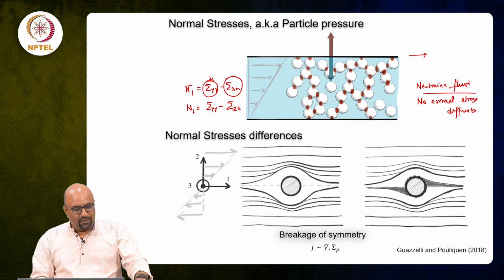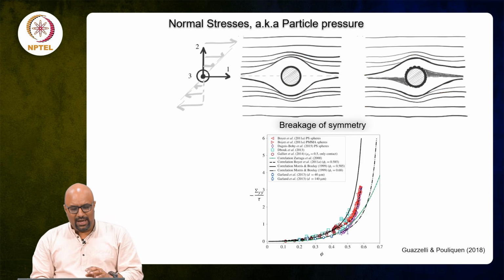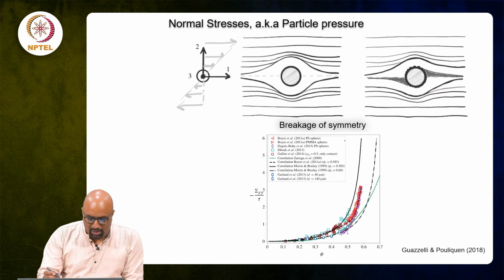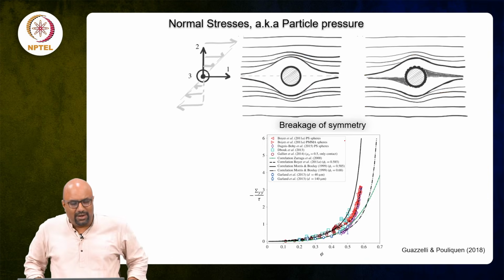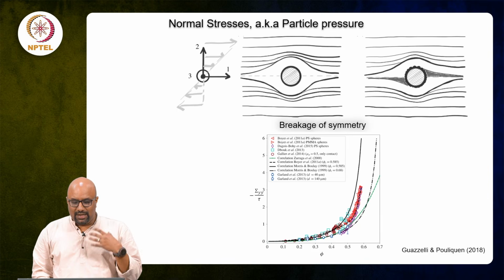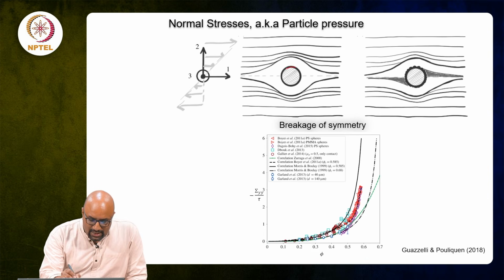But when you do it for suspensions, you will actually find that there are normal stress differences coming up, and this basically comes about because you are breaking the symmetry that is there in the problem. It could be breaking symmetry in terms of the particle surface being rough, or there are many particles interacting with each other. So, this is what you are seeing here.